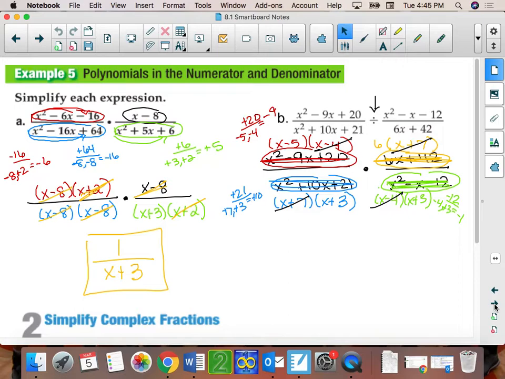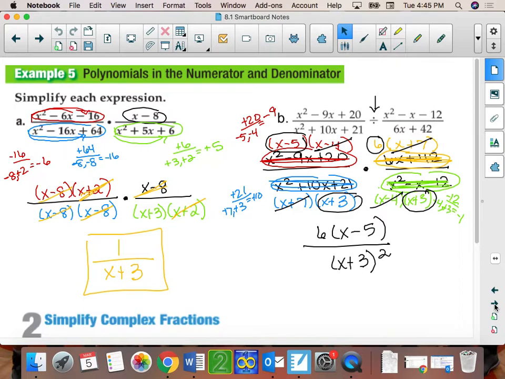Okay, and then I'm just going to circle the things that are left so I don't miss anything. So on top, I have 6 times the quantity x minus 5. And on bottom, I have x plus 3 times x plus 3, which I'm going to write as x plus 3 squared. And there's my answer.